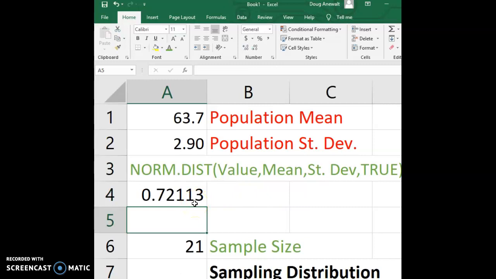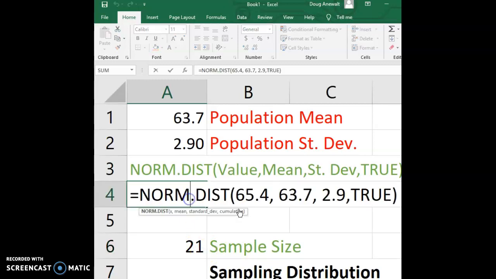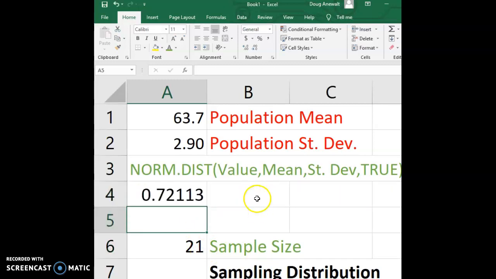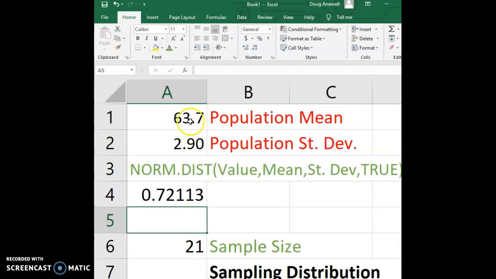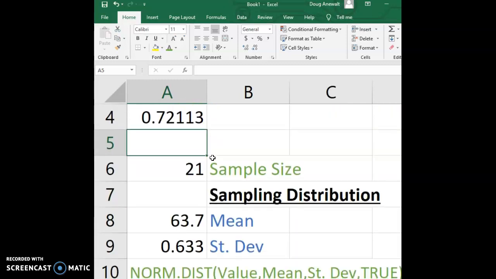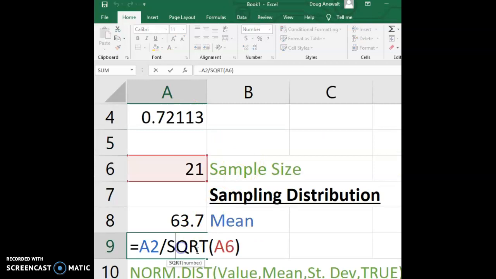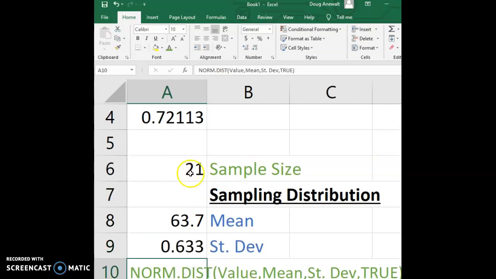So now we want to compare that to the probability that we get a sample of 21 people, and the mean of that sample is less than that same value, 65.4 inches. All right, so first we need to find out about the sampling distribution. What is its mean and standard deviation? Its mean is going to match the population mean, and its standard deviation is the population standard deviation divided by the square root of the sample size.